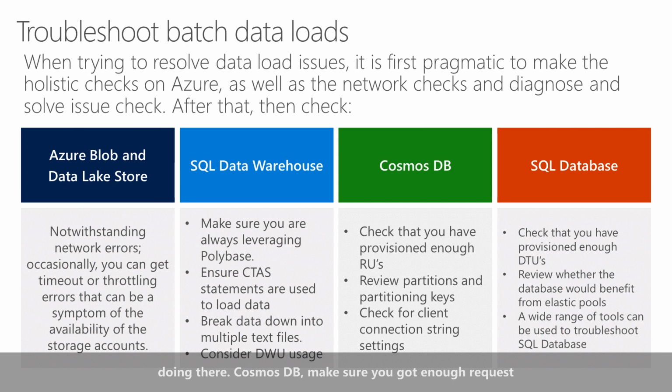Cosmos DB, make sure you've got enough request units, review your partitioning strategy, check for client connection string issues, which goes back to the MongoDB API earlier. And those are the things as a trainer that you really want to point out there. And it's stuff particularly if you're more experienced at teaching these kind of SQL courses, because when I say that, we used to have SQL courses that did have monitoring and troubleshooting courses. You can leverage your experience from those courses into here as well. SQL database, sure enough, check your DTUs, review the database.